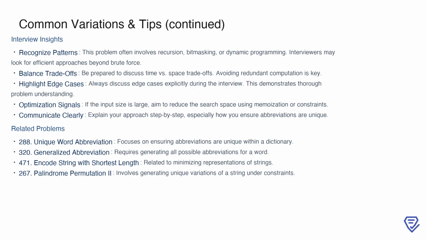If the input size is large, consider strategies to reduce the search space using memoization or additional constraints. It's a great way to show optimization. Clear communication is key during the interview, so walk through your logic step by step, making sure to emphasize how you ensure the uniqueness of abbreviations. For additional practice, you might explore related problems like unique word abbreviation, which focuses on ensuring abbreviations are unique within a dictionary, or generalized abbreviation, which involves generating all possible abbreviations for a word. These problems can help you deepen your understanding of similar concepts.